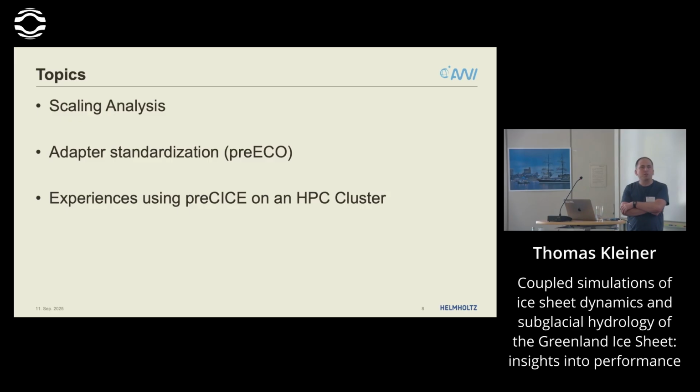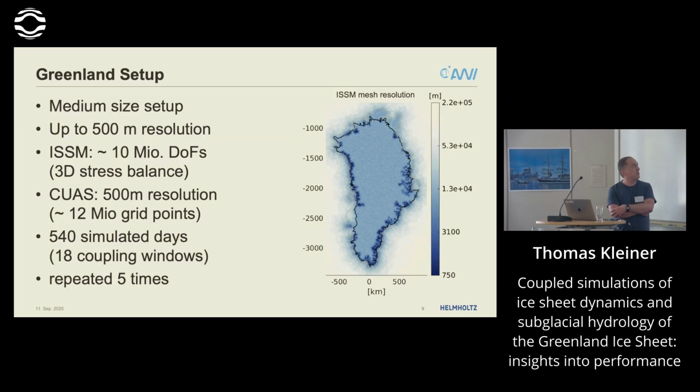Starting with the first block, that's our setup. It's a medium-sized setup for Greenland. We have 500-meter resolution at the margin of the Greenland ice sheet, where we have the fast-flowing outlet glaciers. This results in about 10 million degrees of freedom for the Stokes solver. On CUAS, we have a regular 500-meter grid that results in about 12 million grid points. We simulated 540 days, so 1.5 years, with 30-day coupling windows.